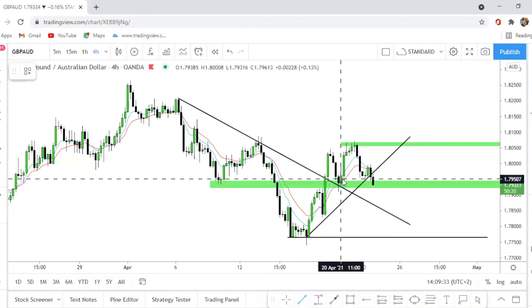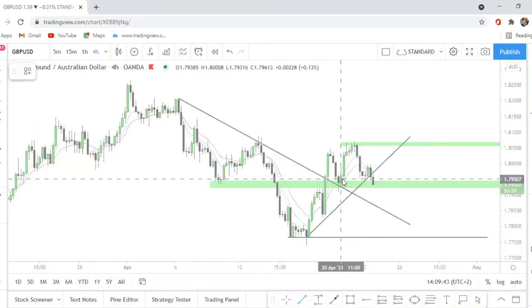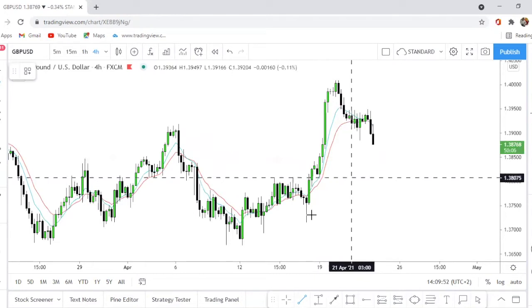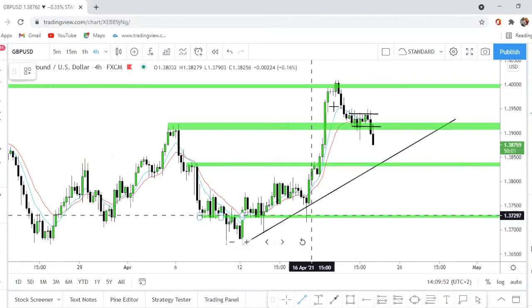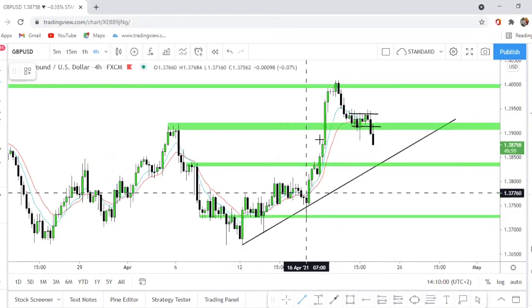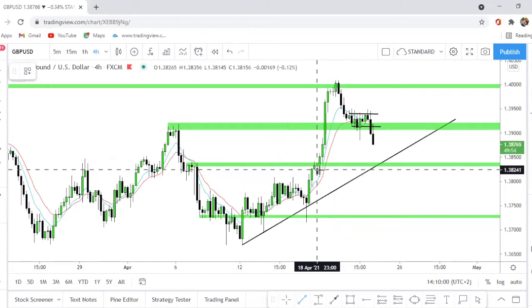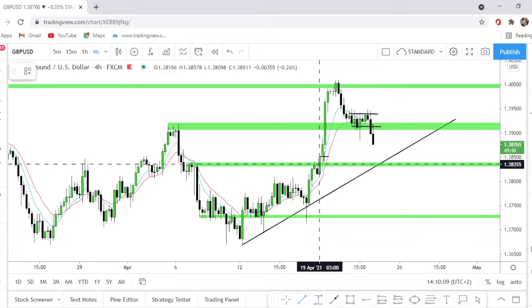Our next pair was GBP USD. On GBP USD, we had identified the momentum here as going up. As you can see, at the time, we were trading just around these levels over here, anticipating that price would break these levels. And when price broke, that we'd look for buying opportunities.